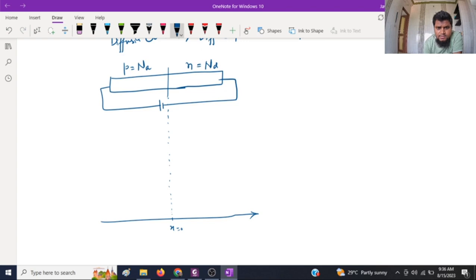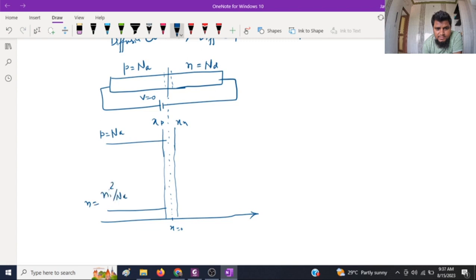Of course, in case of forward bias, this junction will be reduced. Let's assume this is your xn and this side is your xp. On the p side, of course, the majority carriers are holes and that will be equal to Na. And if you assume that V is equal to 0 right now, then of course n is equal to ni square divided by Na, with subscript p denoting the p side, and 0 denoting zero bias, or the thermal equilibrium.